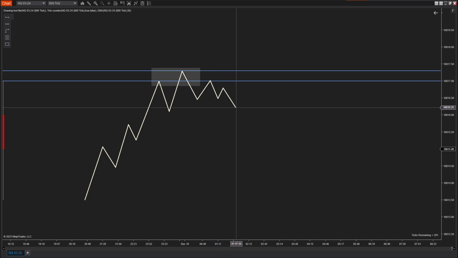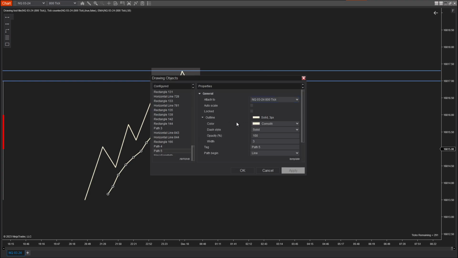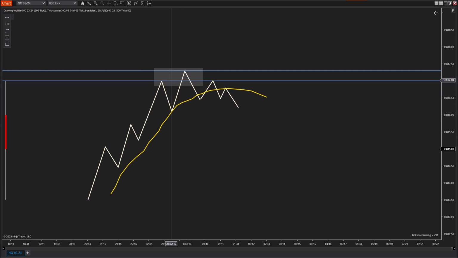I'm going to just put it like this. And let's just say the 50 EMA looks something like this. I'll change the color in a second so it makes it a bit clearer. So this is our 50 EMA. What I'm looking for here is I'm going, right, we've put in a high, we've tested that high, and we failed to really break out.